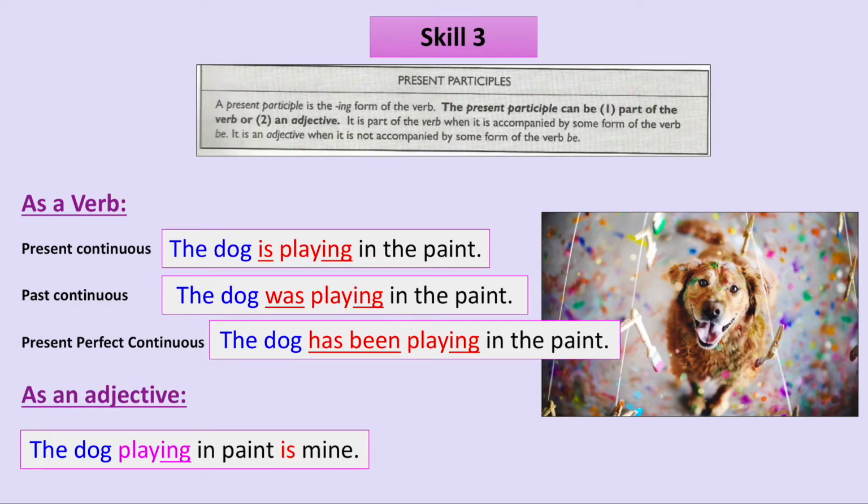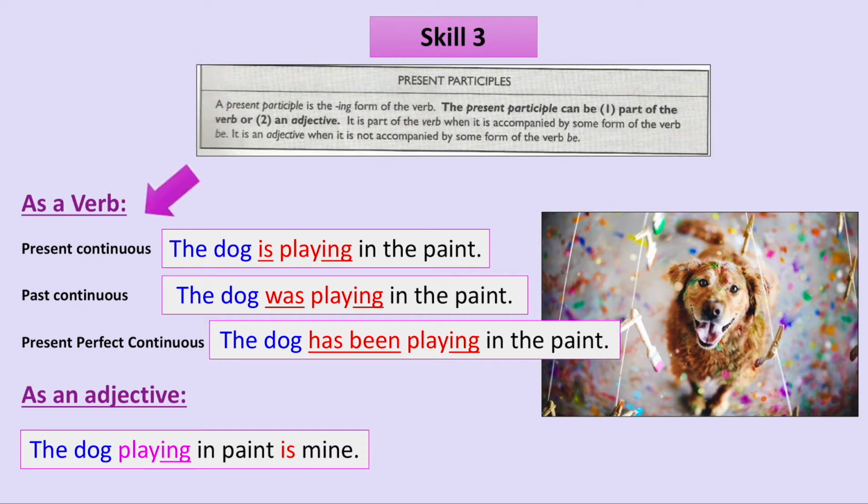Let's look at skill 3, present participles. A present participle is the ing form of the verb. The present participle can be 1. Part of the verb, or 2. An adjective. It is part of the verb when it's accompanied by some form of the verb be. It is an adjective when it is not accompanied by some form of the verb be.